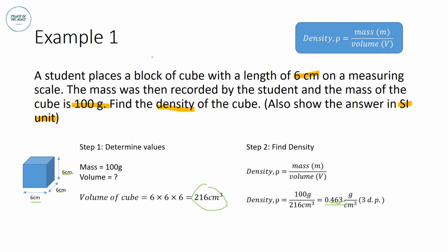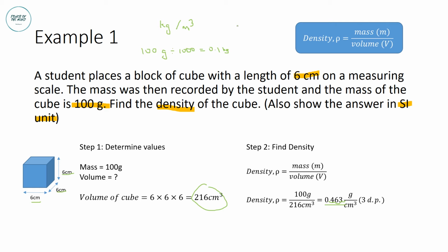So how do we show this answer in SI unit? So in SI unit, so as I've said just now, SI unit is in kg meter cube. Okay, so what do we do now? So the mass is in grams, right? So 100 grams. Do you want to change it to kg? Yes, because you need it to be in kg. So 100 grams divide by 1000, and you get the mass of the cube in kg. So 0.1 kg.